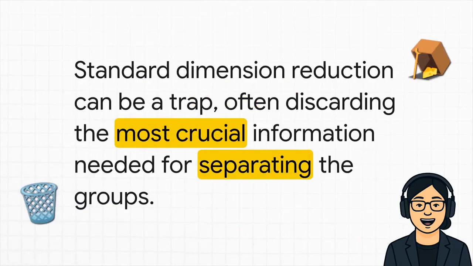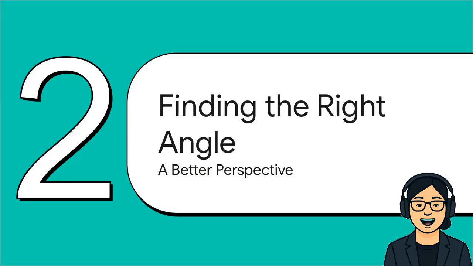And here's the real kicker. Your first instinct might be to just get rid of some of those dimensions. But the most common way of doing that can actually be a trap. You often end up throwing out the very information that's most crucial for telling the groups apart in the first place. So, you see, the point isn't just to chop down the number of dimensions we're looking at.